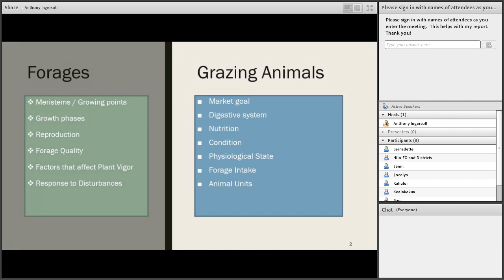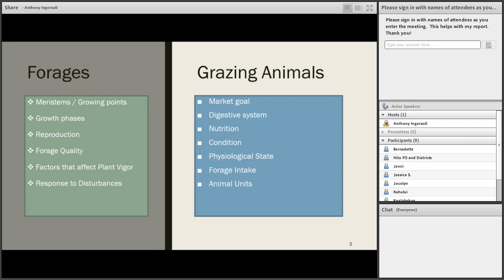All right, so far in the previous webinars, we've talked about forages and we've talked about grazing animals. We've talked about forages and some of the concepts related to forages, such as where their growing points are, how their physiology works, what their growth phases are, how they reproduce, what factors affect forage quality, what factors affect plant vigor, and we talked about disturbances to plants and how they respond to that.